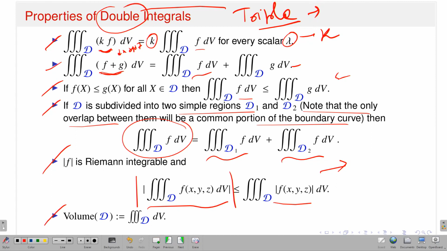So if I just integrate the constant function 1 over the domain D, that will give you the volume of your domain D. If I give you some domain D and ask you to calculate the volume, this is the kind of application you will see. You have to integrate the constant function 1 over this domain, and whatever you get will give you the volume of your domain D.